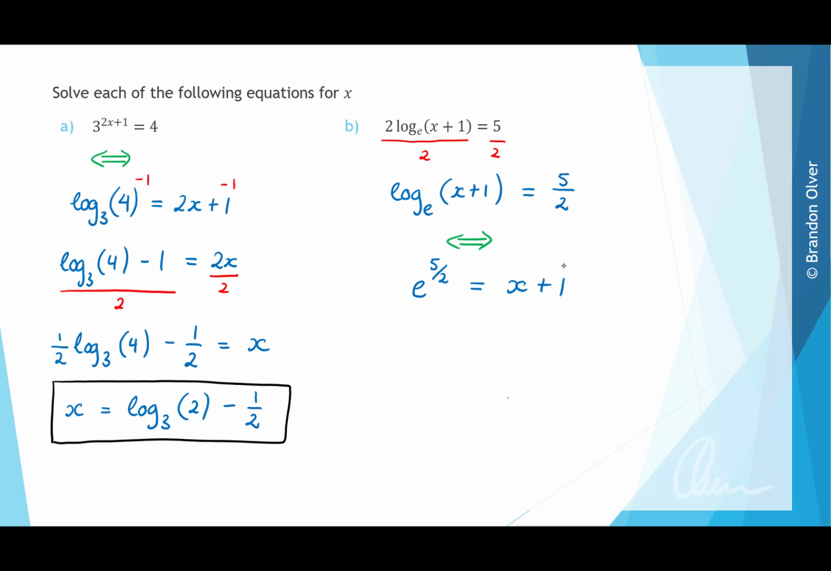Now all that remains to get x by itself is to subtract 1 from both sides of the equation. So after we've done this, we'll find that x is equal to e to the power of 5 divided by 2 minus 1. So that is our answer for part B.